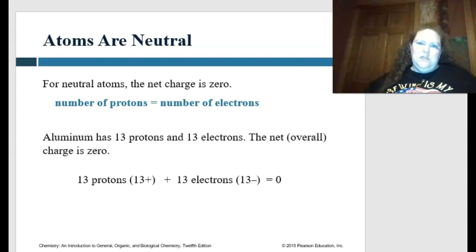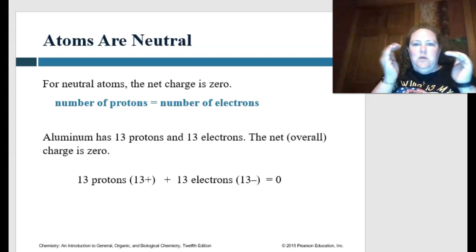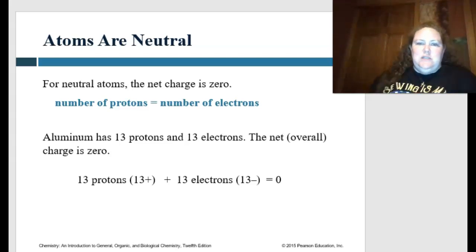Atoms have a neutral charge. For neutral atoms, therefore, the net charge is going to be 0. To calculate this, you can figure out that the number of protons would be equal to the number of electrons. Protons are positive, electrons are negative. When they equal each other out, then they're going to have a neutral charge and therefore no overall negative or positive charge. An example of this is that aluminum has 13 protons and 13 electrons. Therefore, the net overall charge is going to be 0.